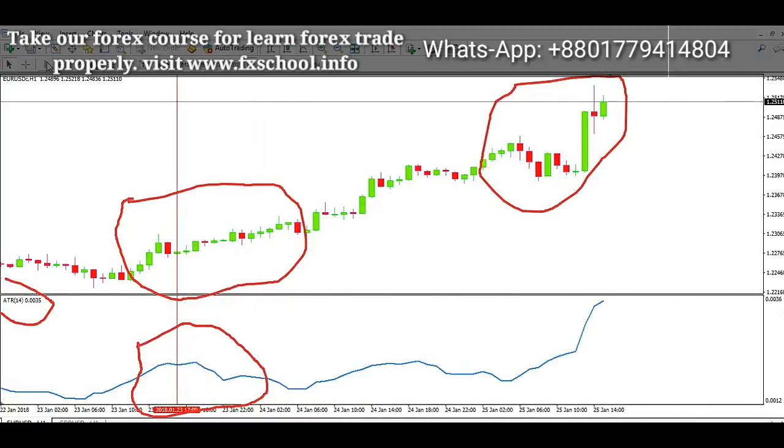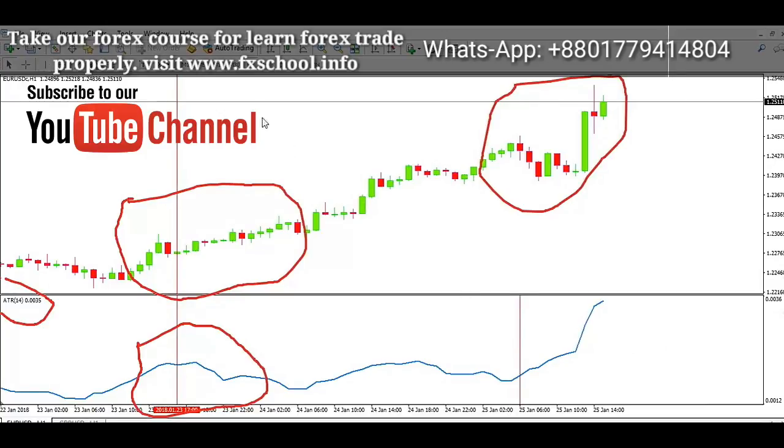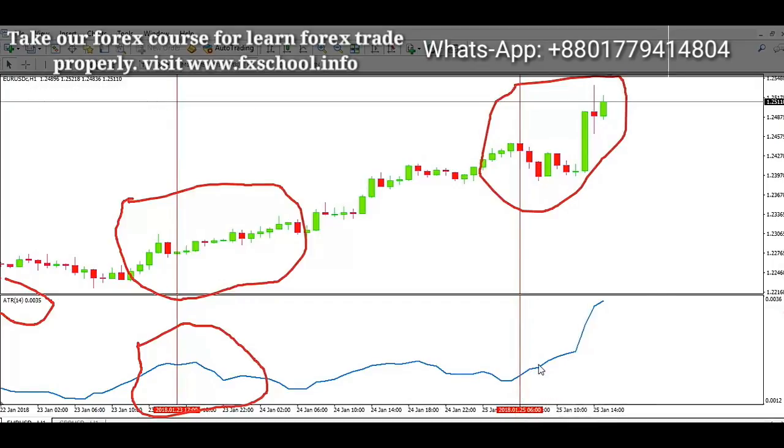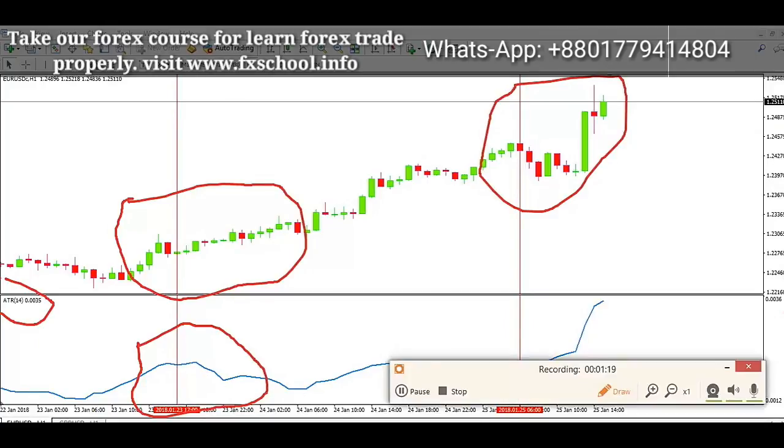From there ATR is going up, and the market also gets some movement. The market is going down and the market is going up, and ATR is also in up mode. So when you see that ATR is in up mode, you can trade. When ATR is in down mode, you cannot trade. I zoom in to make it clear.